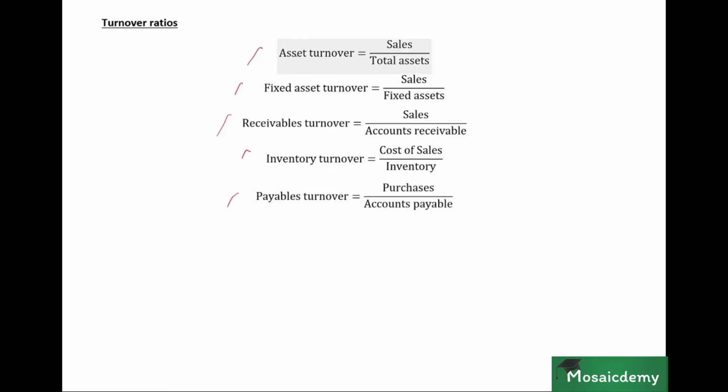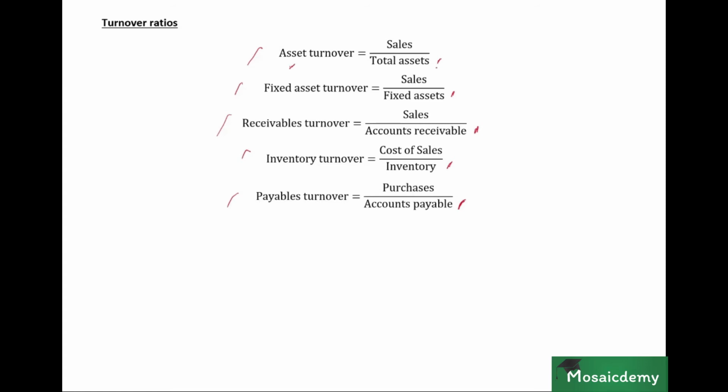First of all, asset turnover, denominator is total assets. Fixed asset turnover, denominator is fixed assets. Receivables turnover, denominator is receivables. Inventory turnover, denominator is inventory. Payables turnover, the denominator is accounts payable. In other words, whatever word precedes the turnover part appears as the denominator, right? Always. So that's one thing that you can easily use to calculate turnover ratio.